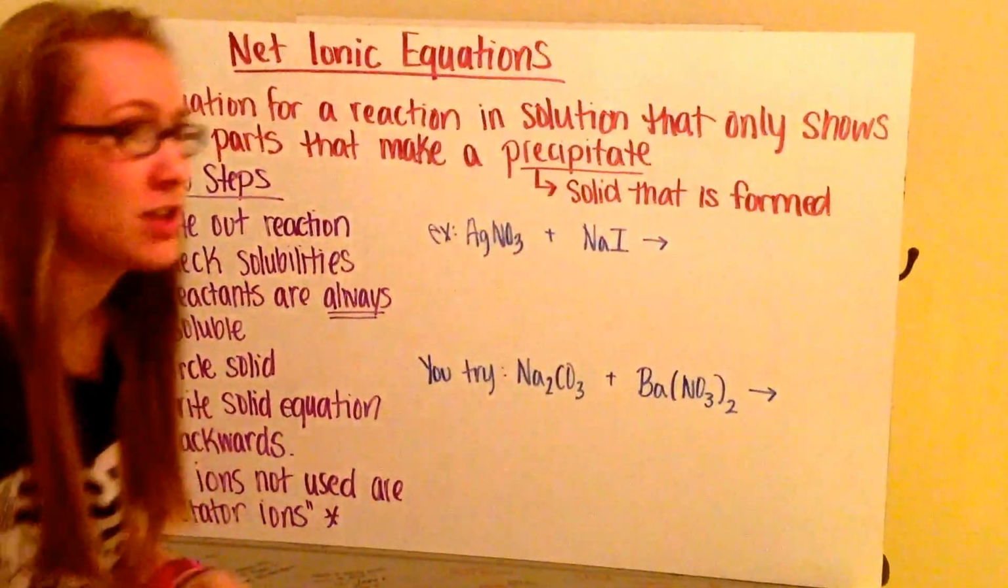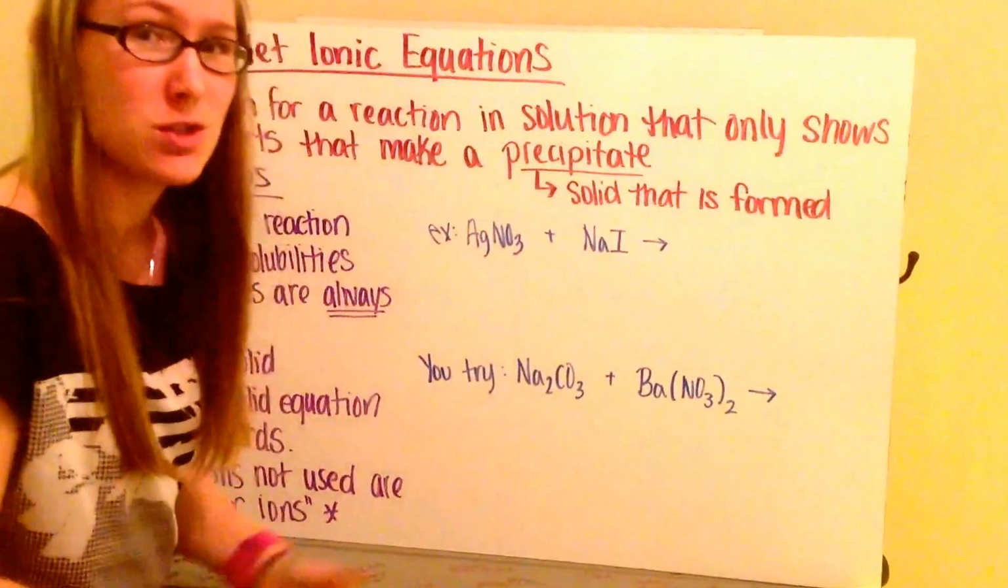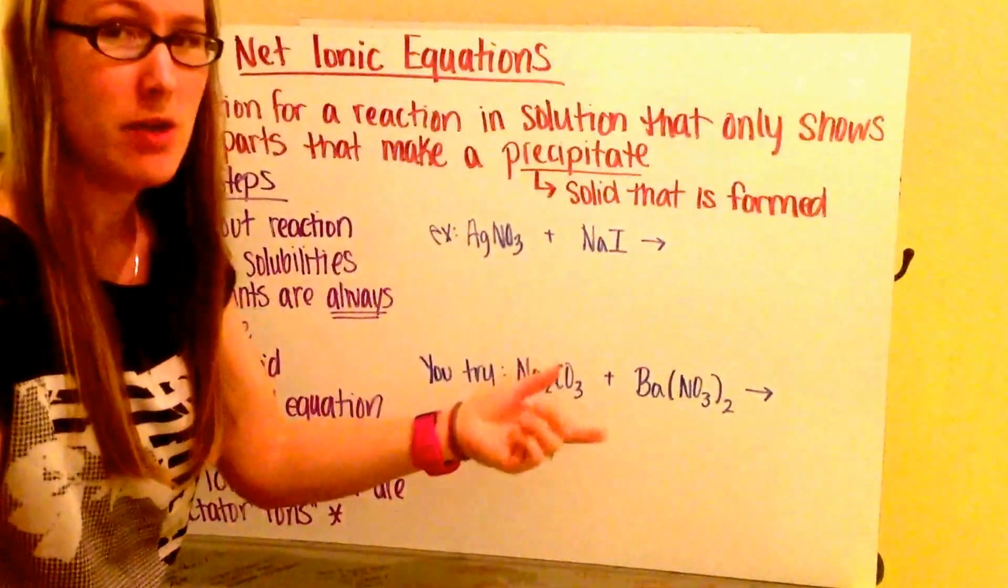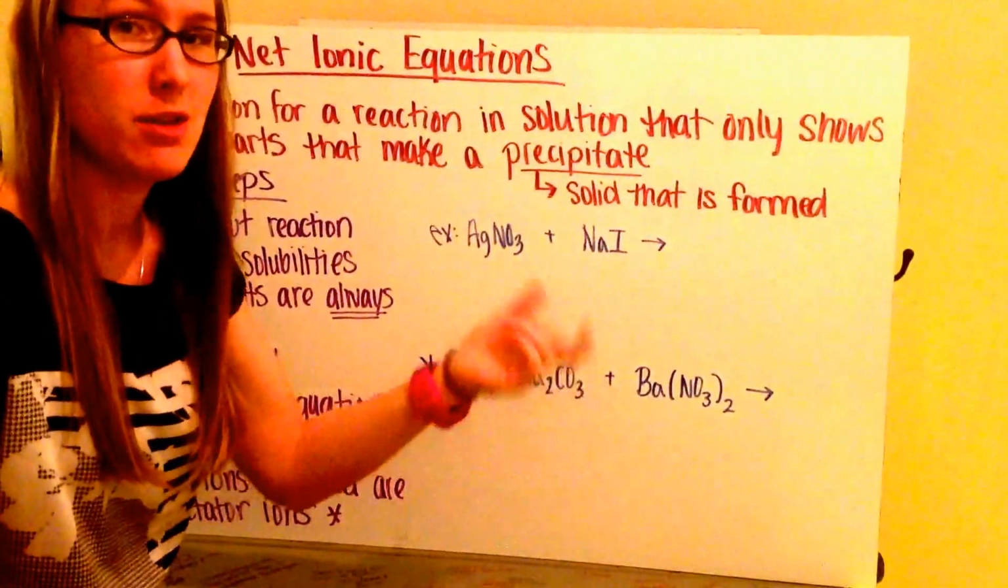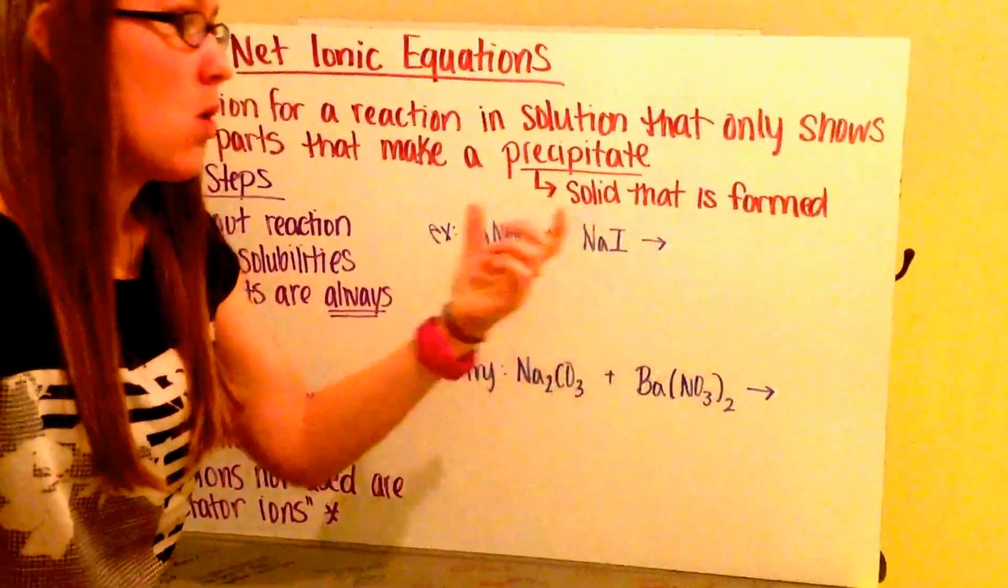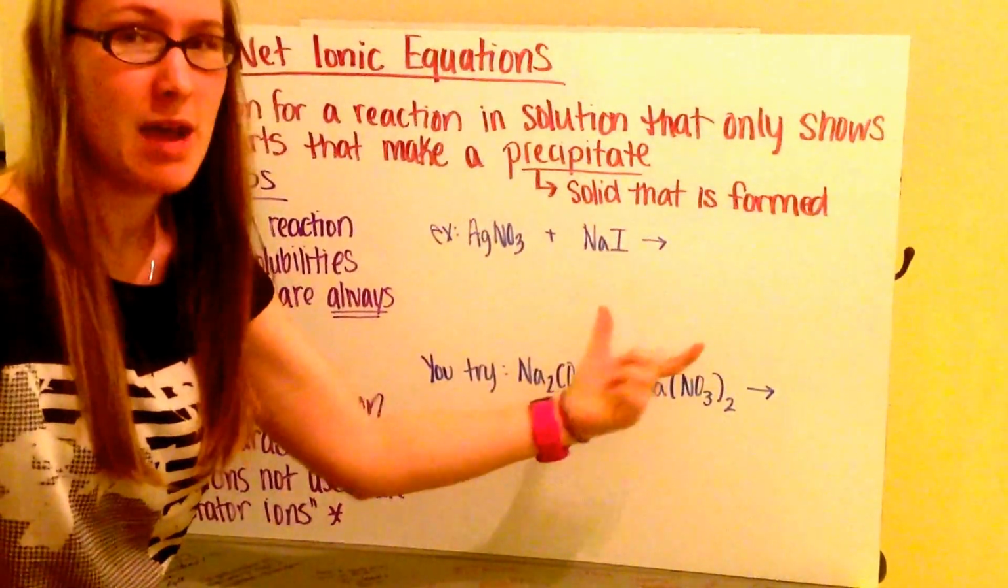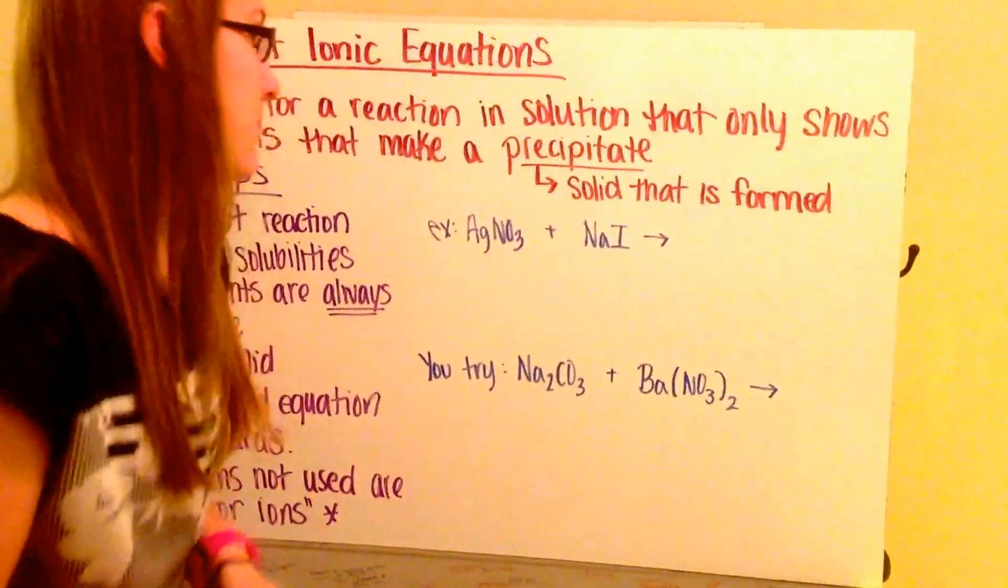All these reactions happen in aqueous states. There are two aqueous compounds reacting together to make either two aqueous compounds or an aqueous compound and a solid compound, and that solid is your precipitate.